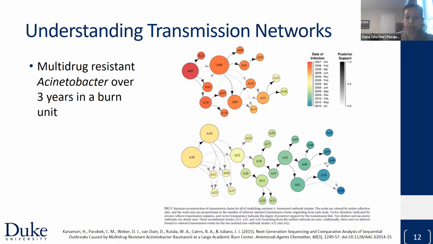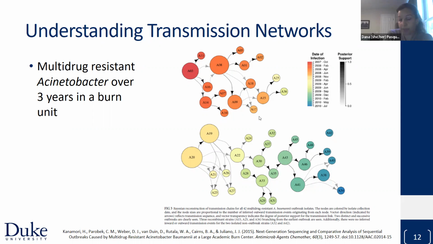So the investigators use molecular epidemiology to understand the transmission of Acinetobacter, which in this case was multi-drug resistant. It's a bacterium that occurred over 3 years in patients in a burn unit. So it was a hospital outbreak.